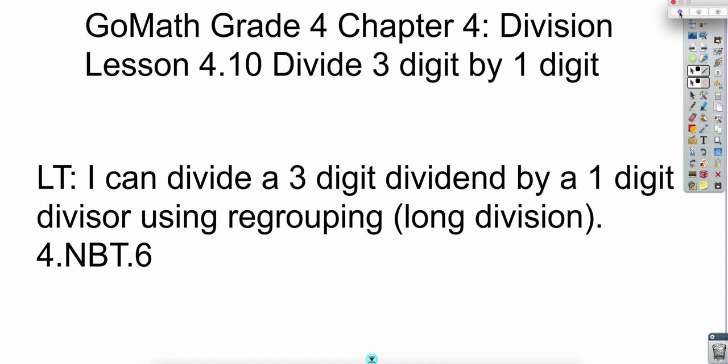Hello again. This is Mrs. Jacobs, and I will be showing you today GoMath Grade 4, Chapter 4, Division, Lesson 4.10, which is really dividing a 3-digit dividend by a 1-digit divisor. And so we will be working with a 3-digit number and dividing by a single digit. An example is we will do 352, which is a 3-digit number, divided by a 1-digit number, let's say 3.